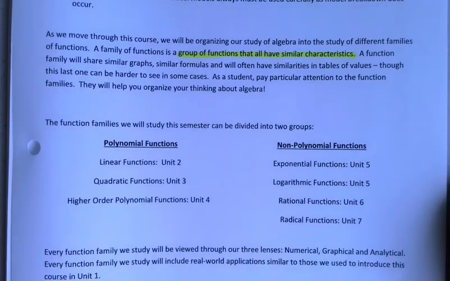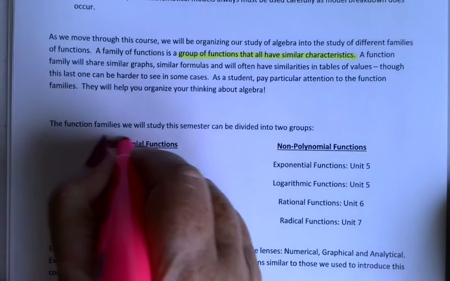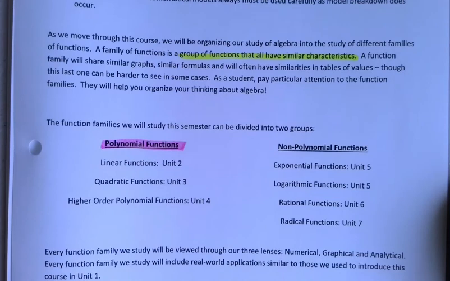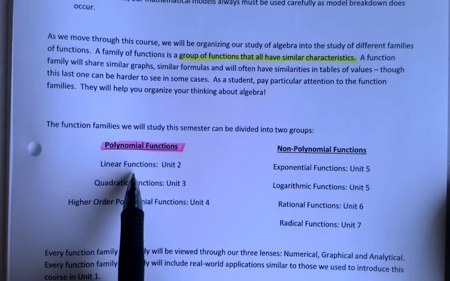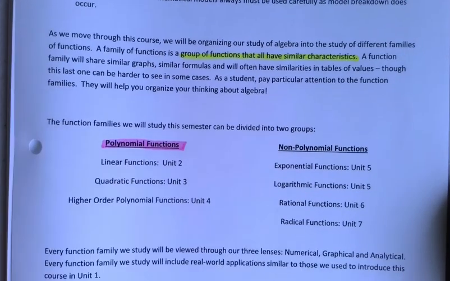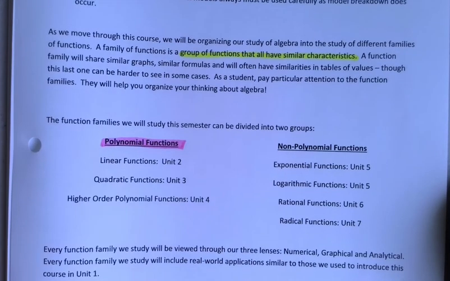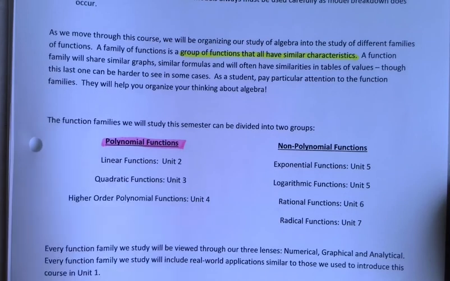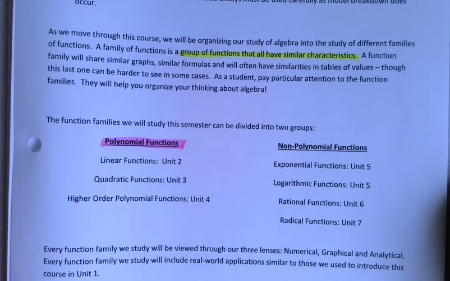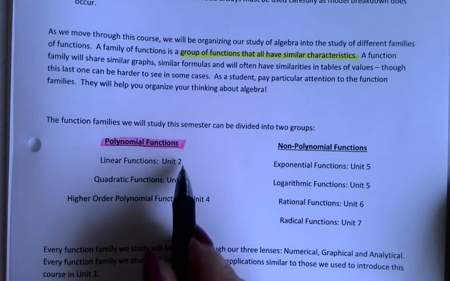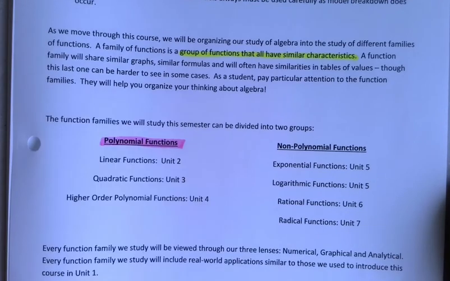There are two essentially classes of functions. In the first half of our course, we'll be looking at what are called polynomial functions. These include linear functions with x to the first in them, quadratic functions that contain an x squared, and then what are called higher order polynomials that might have like an x cubed or an x to the fourth and so on. So those are our units 2, 3, and 4, what we'll essentially be covering before the midterm.